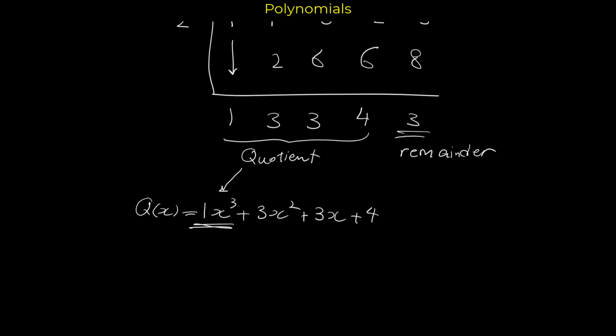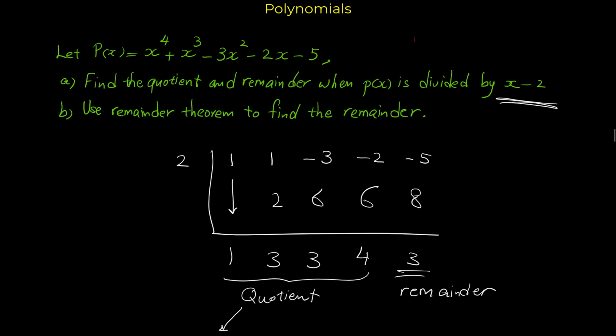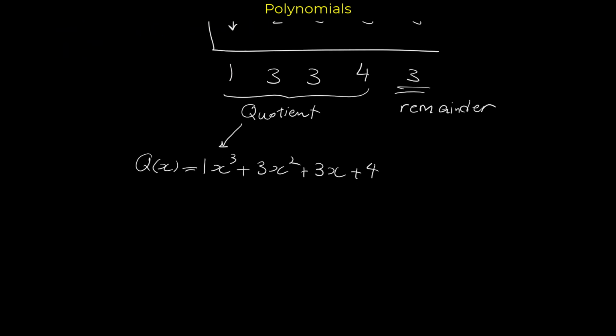So the remainder is 3. In the second part of the question, we are asked to find the remainder using the remainder theorem. So in this way, we can confirm that our division was right, or maybe we had a mistake. So let's see, based on the remainder theorem, what remainder we are going to get. It should be 3.